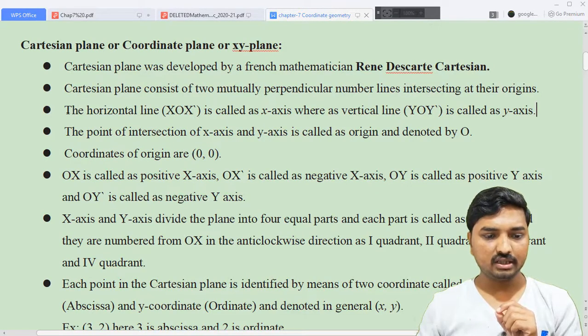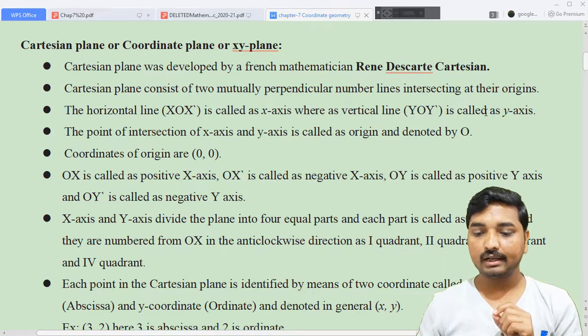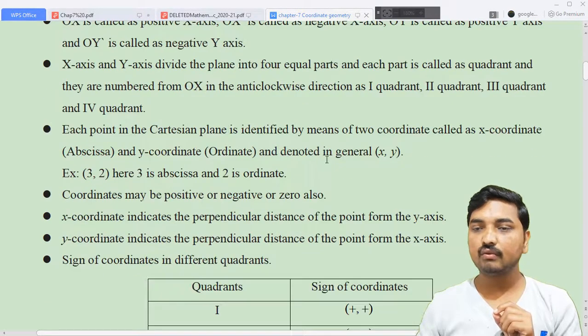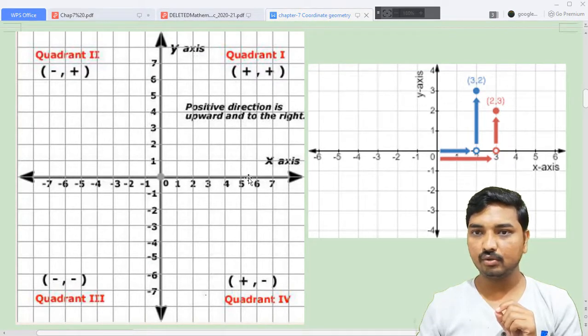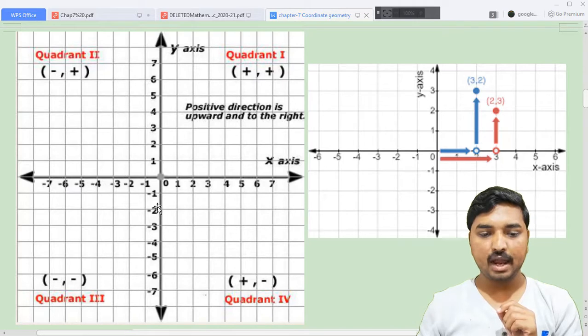Now look at here, the third point: the horizontal line X dash X is called the x-axis, whereas the vertical line Y dash Y is called the y-axis. Horizontal line means this one. This line is called the horizontal line and it is named the x-axis, as given for you here. And the vertical line means this one. This is called the vertical line, and this line is called the y-axis.